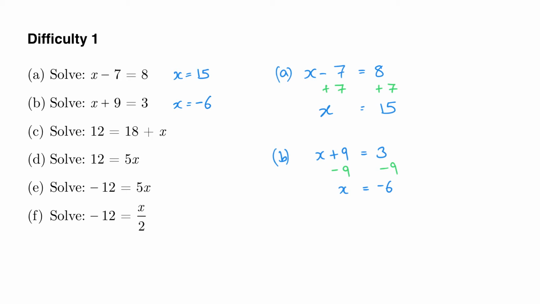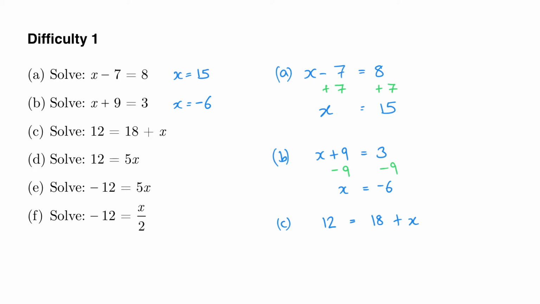Let's have a look at question C. We have 12 equals 18 plus x. Now don't be put off by the fact that the x is on the right hand side of the equation. This is still a perfectly valid equation. What we want to do is, remember, try to get this x on its own.